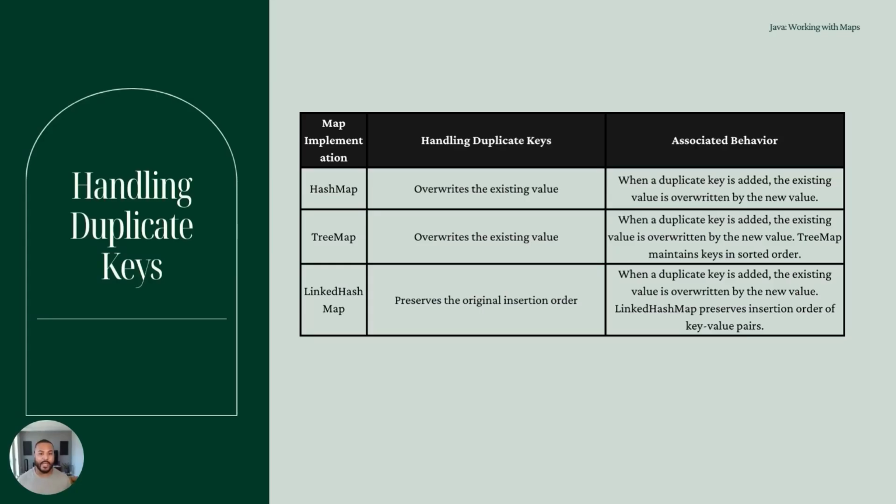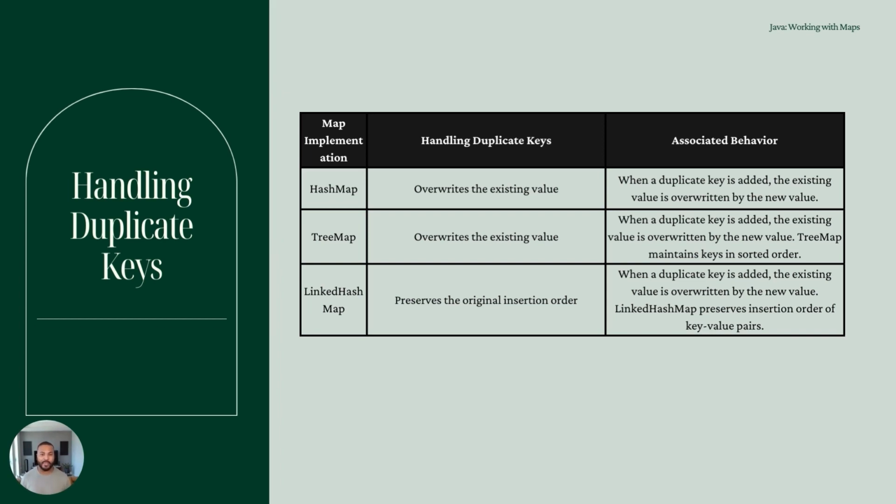One of the fundamental aspects of managing data in Java involves handling duplicate keys within map implementations. So in this slide, we will delve into the behaviors associated with duplicate keys and explore how three commonly used map implementations, the HashMap, TreeMap, and LinkedHashMap, address this issue while ensuring data integrity and efficient retrieval. So in the case of the HashMap, the presence of duplicate keys is not permitted.